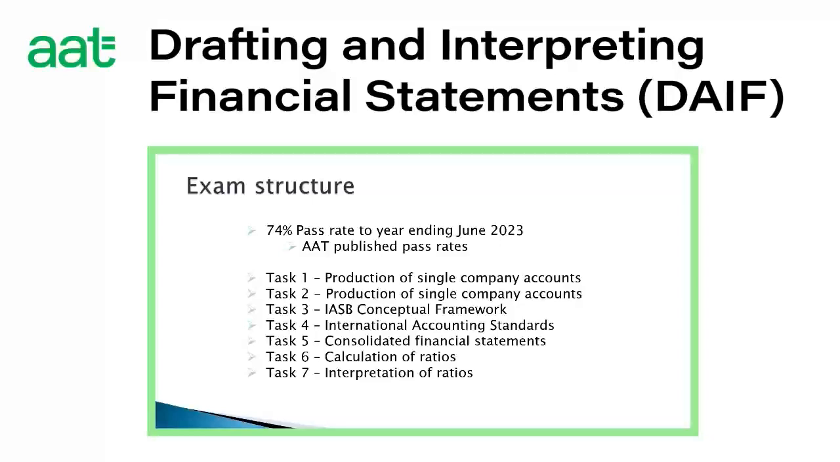So there are 7 tasks in this assessment at level 4, a variety of things you're going to be expected to do on the day. You've got your first 2 tasks, which are probably your comforting ones: production of single company accounts, things like producing your profit and loss and your statement of financial position. Task 3, we're talking about the International Accounting Standards Board's conceptual framework. And task 4, those accounting standards. Then we're back to probably where we like to be, consolidated financial statements, where we're pulling together our numbers again in groups of companies this time. Then we're going to calculate some ratios in task 6. And in 7, we've got to talk about those ratios as well.